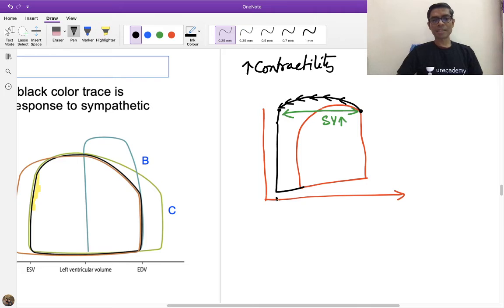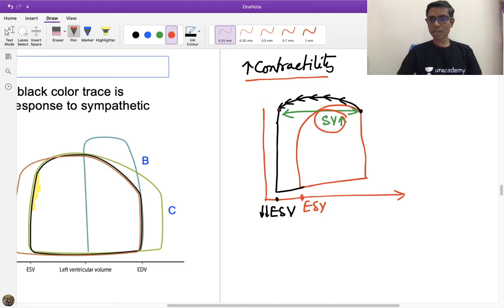So if I ask you, in this new curve, is the end systolic volume normal, less than normal, or more than normal? Your answer will be that it is less than normal. Normally the end systolic volume was here. This was the normal end systolic volume. Now because of the increased contractility, what is happening? The stroke volume increases. Ejection is continuing for a long time.